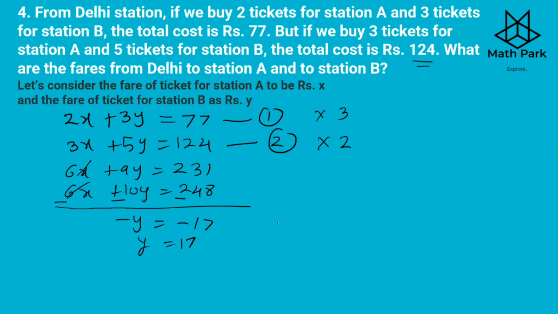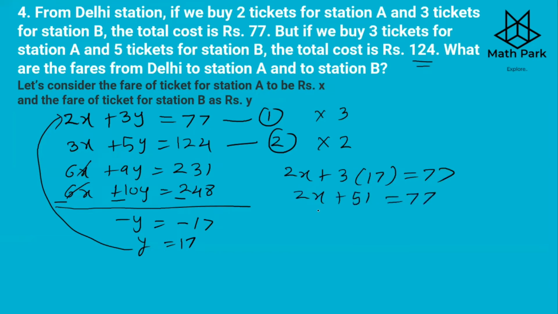Now y is equal to 17, we will substitute in equation number 1. Let us substitute y is equal to 17 in equation 1. So we have 2x plus 3y. So 3 into 17 is equal to 51. So 2x plus 51 is equal to 77. So 2x is equal to 77 minus 51, which is 7 minus 1, 6, 5 minus 1 is 2.